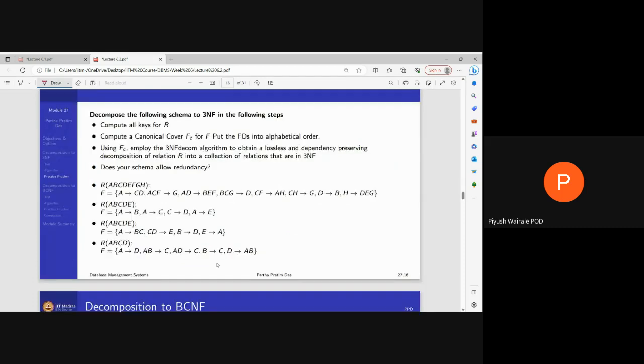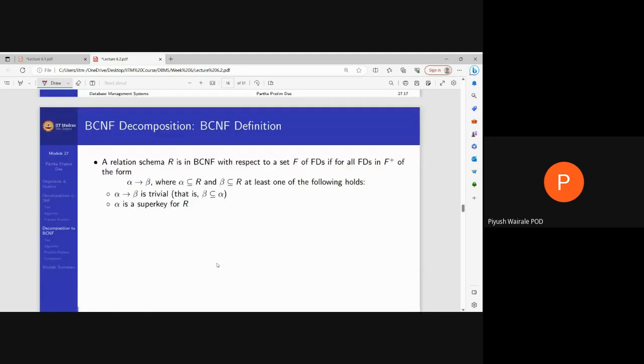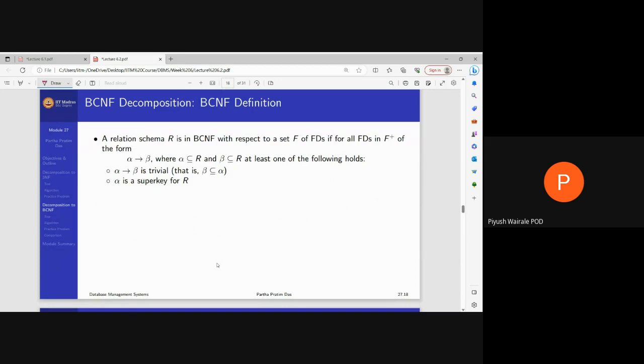Decompose all the following schemas into 3NF in the following steps. Compute all keys. By using the canonical cover method, solve all these questions; you can try it out. Now the BCNF condition: relation R is in BCNF with respect to F if, for all functional dependencies in F of the form alpha determines beta, at least one of the following conditions holds true. There are only two conditions. First, alpha determines beta is a trivial functional dependency, right?